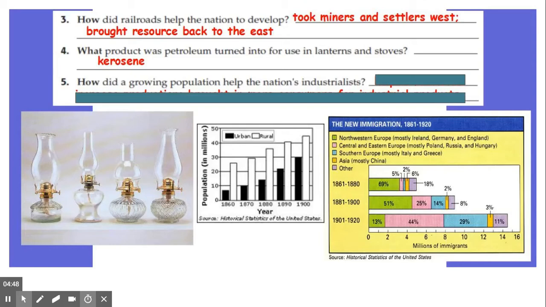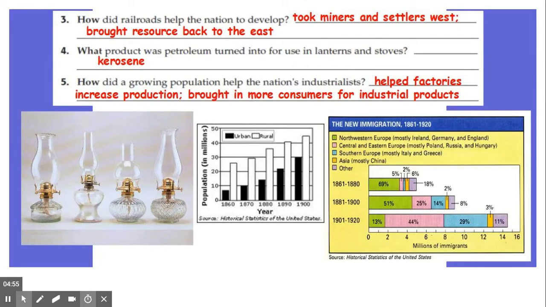Number five, how did a growing population help the nation's industrialists? Well, it helped the factories because it led to increased production. Some of that is because we have more consumers for these products, but the fact that our population is also growing at this period of time, and we're becoming maybe a little wealthier as a result.